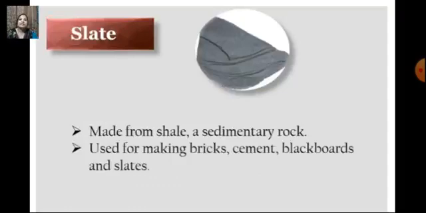Now the next is slate. Slate is made from shale, a sedimentary rock. It is used for making bricks, cement, blackboards and slates. It is also found in various colors.